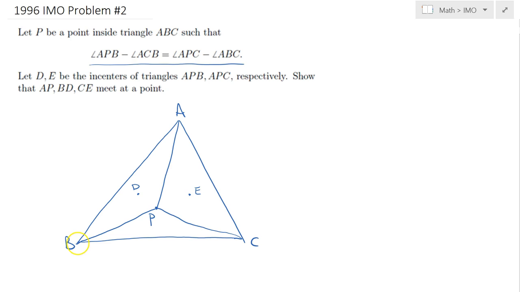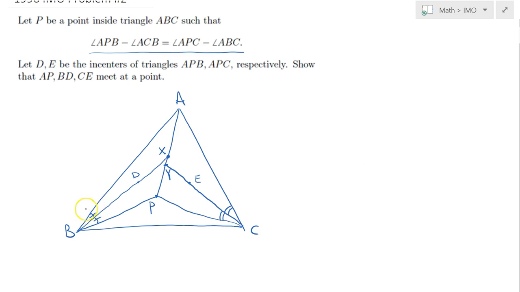So basically these angle bisectors, so let's say that this one meets AP at X, and the other one, obviously these are angle bisectors, so this thing is equal to that. And let's call this one, say, Y. So we need to show that basically X and Y are the same point.